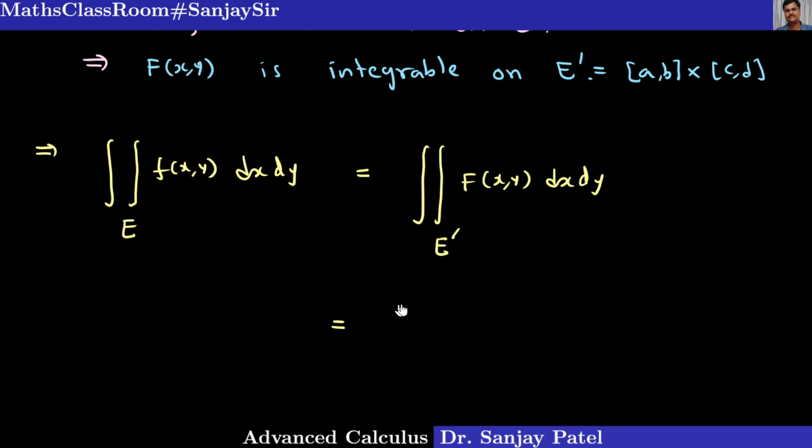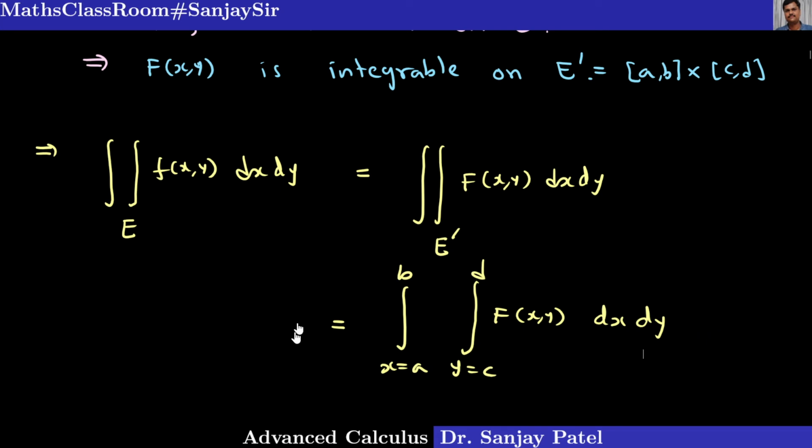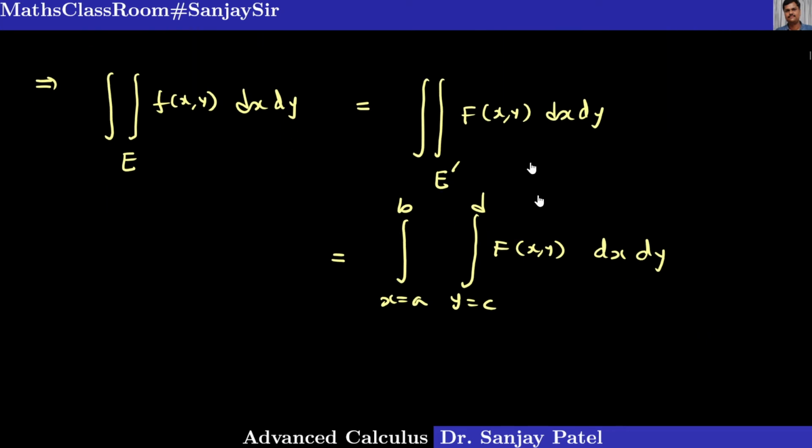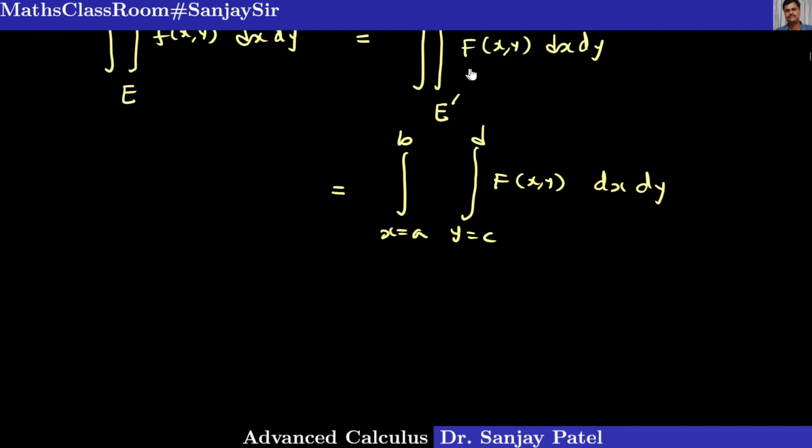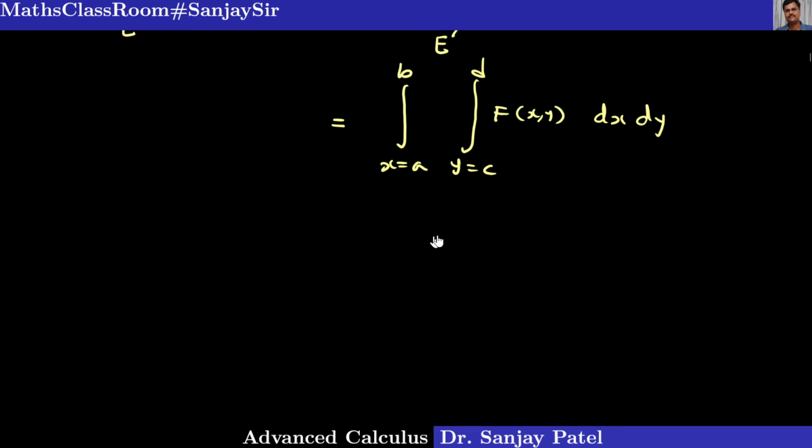So this is equal to, since the function is integrable over E dash and E dash is a rectangle, I can write this integral as x is equal to a to b, bounded by the two lines, and y is equal to c to d, capital F of x comma y dx dy, by using this iterated integral. Functions capital F is integrable over E dash, so this double integral is written by this. And these two are same because capital F is 0 for every xy belongs to E dash minus E. Now I want to simplify this to show that it is equal to the required repeated integral.